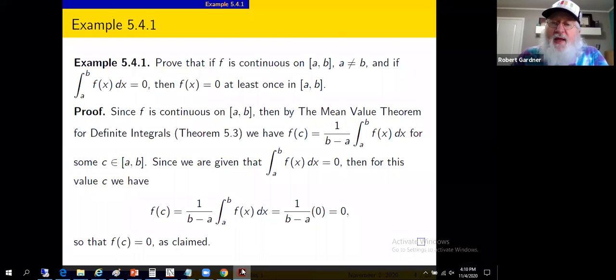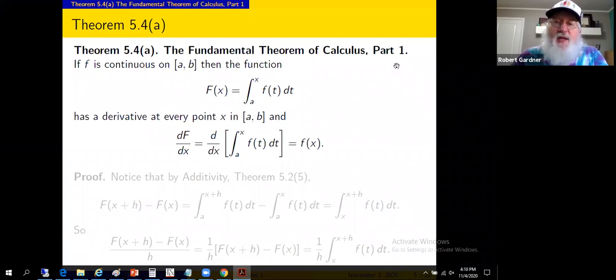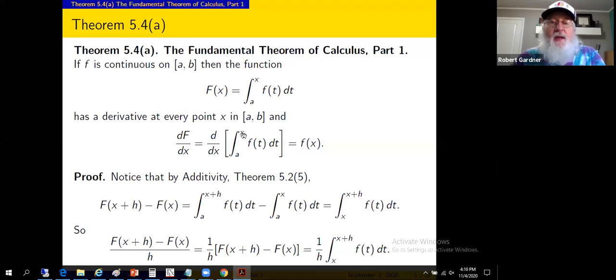So let's look at a proof of that. All right, there's a statement again. Remember, we had defined capital F as given here. So if we look at capital F of x plus h, the variable that goes into the function appears as the upper bound on the definite integral. So capital F of x plus h would be the integral from a to x plus h of f of t dt. Capital F of x, upper bound is x. I just copy this down here.